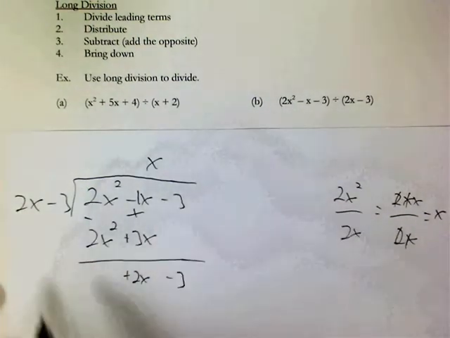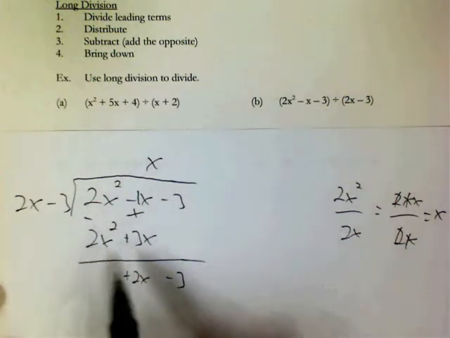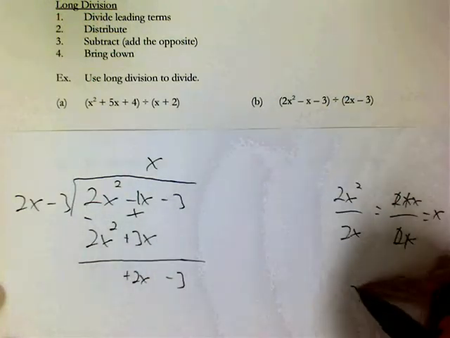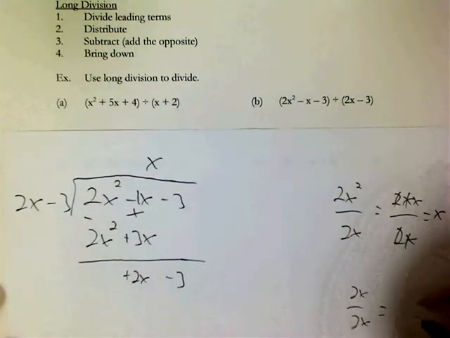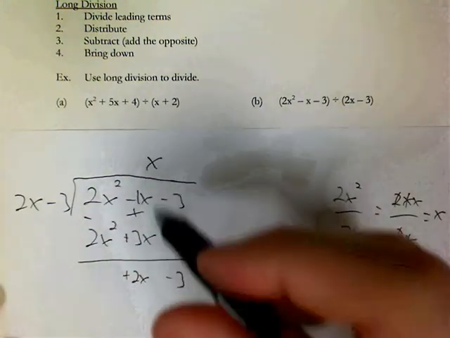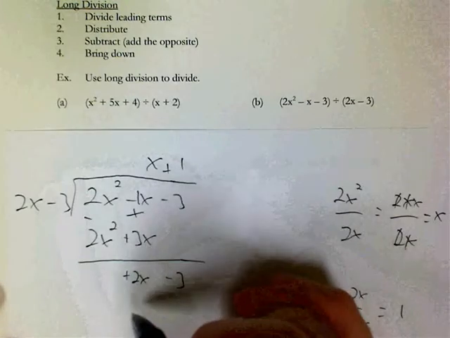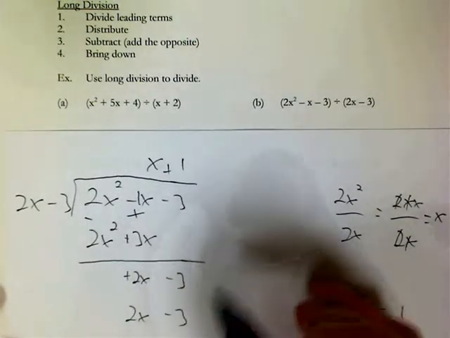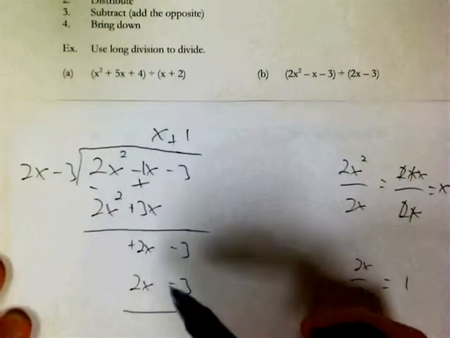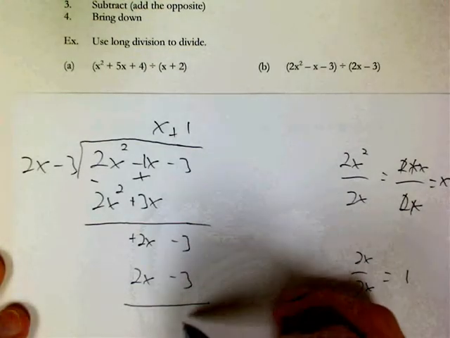Let's divide again. 2x into 2x. Well, hopefully you know that anything divided by itself is a 1. So 2x divides into 2x a positive 1 times. And 1 times 2x minus 3 is 2x minus 3. Anything subtracted from itself, 2x minus 3 minus 2x minus 3, is 0.